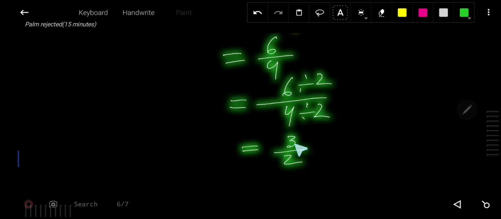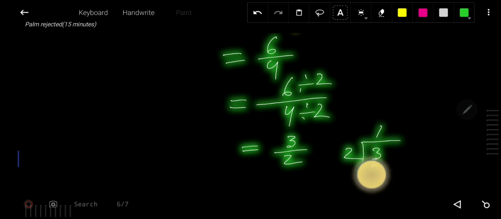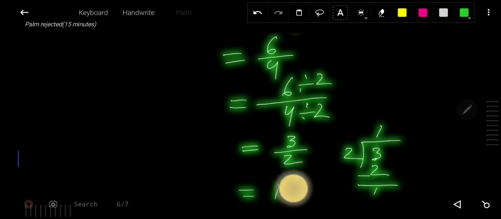An improper fraction is a fraction where the numerator is greater than the denominator. So divide the numerator by the denominator. So 2 goes into 3 one time, 1 times 2 is 2. If you subtract, you are getting 1. Quotient will be the whole number. Remainder will be the numerator. And divisor will be the denominator. So 1 and 1 over 2 is the answer.